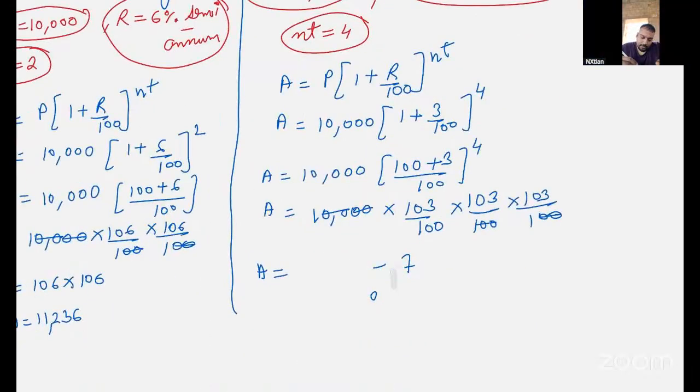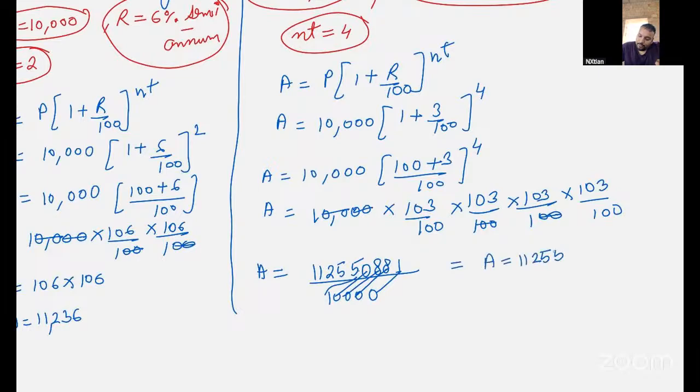Oh, good point. Very good. So let me use one more time of vectors. 103, it's 11255.0881 upon 1 2 4, then this equals the point. Now it is 11255.08.